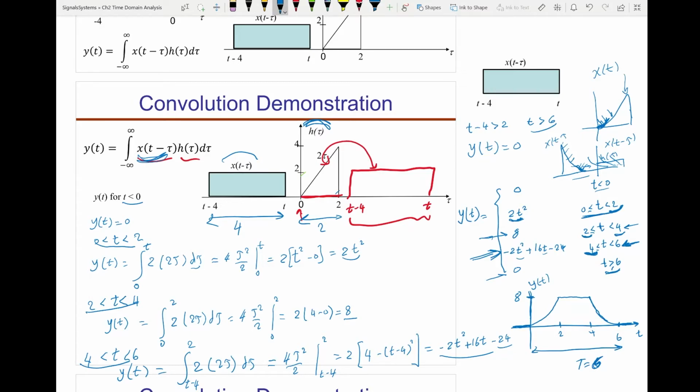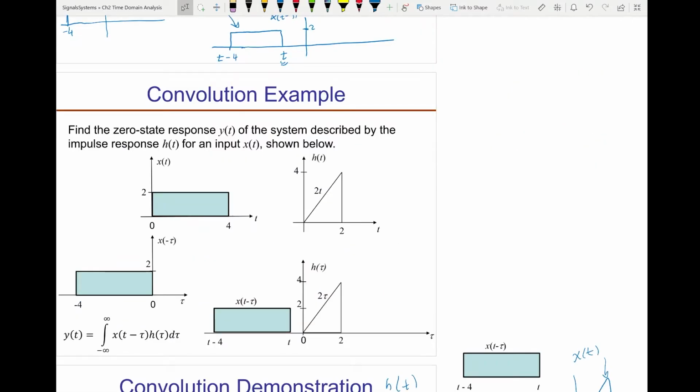Now, we said from a mathematical point of view, it doesn't matter if you rotate the input or you rotate h. x1 convolved with x2 is the same as x2 convolved with x1. So if I try to solve this problem by rotating h of tau, I should get the same answer, but the solution would be more difficult. Let me show you. Rotate h of t, then h of t minus tau will look something like this.